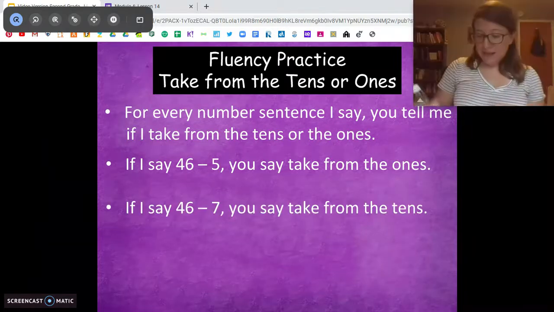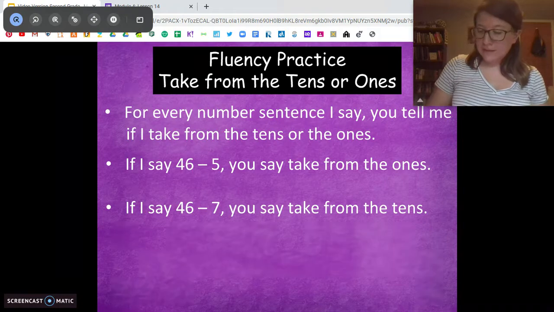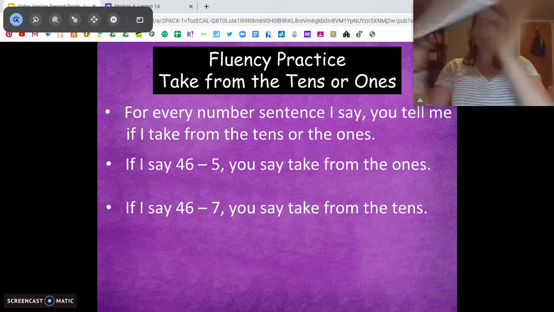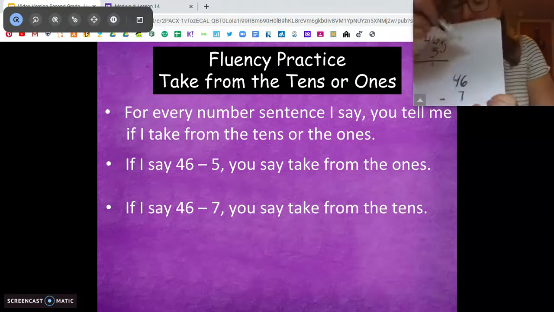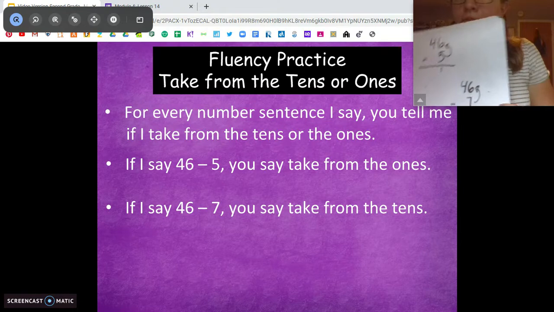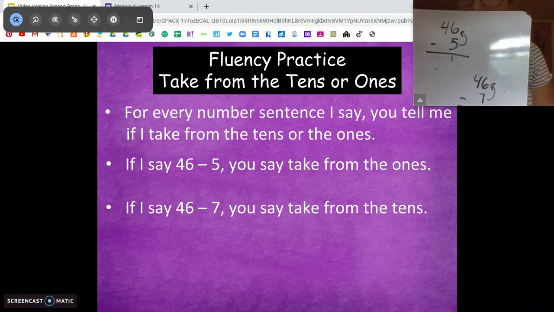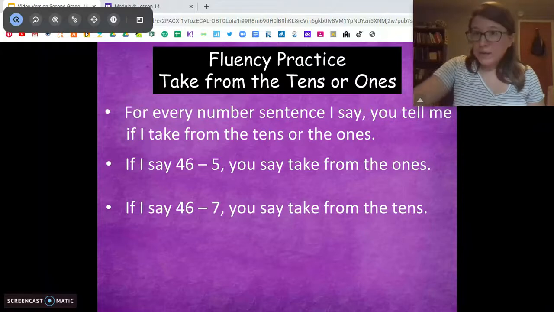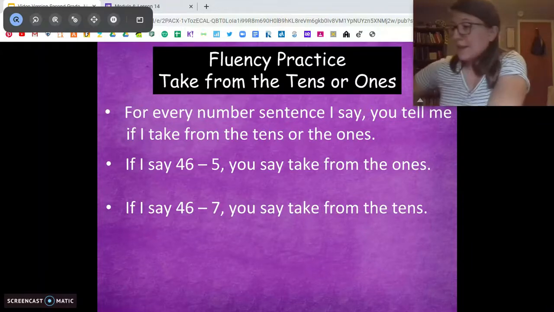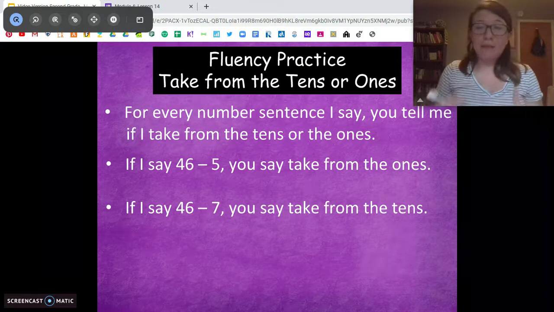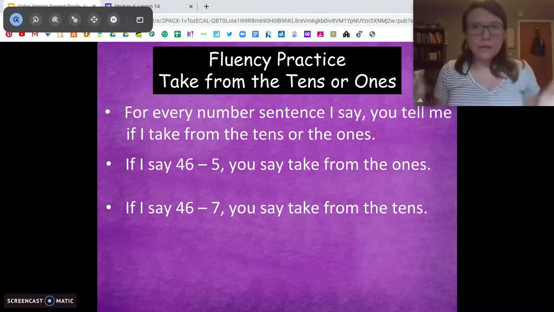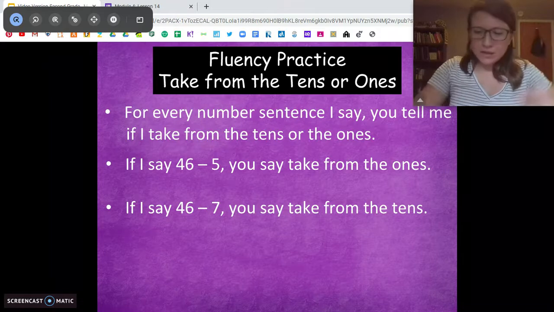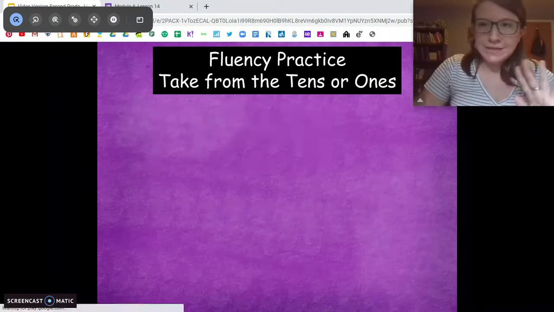But if I say 46 minus 7, let me set it up the vertical way. Look at that one down there. Can I take 7 away from 6? No, right? So in that one I'm going to take from the tens. For these problems, if you want to pause and set them up in vertical method on your paper so that you know what we're taking from, take your time and do that. Otherwise, if you can just look at it and know it, you can tell me too. Whatever works for you, you have plenty of time.